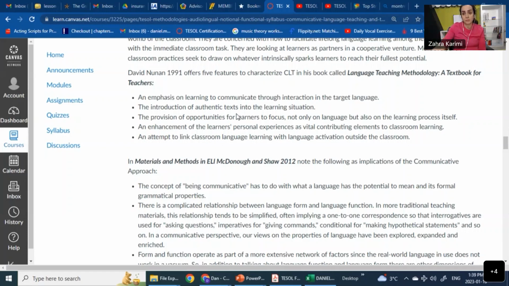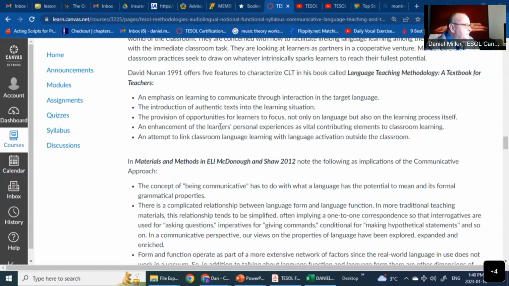Right. So for instance, you could have a class of students who are all technicians, electronic technicians, and people who repair photocopy machines and electronic equipment like that. And so the authentic text that you could use might be a manual that is written in English or the target language. It might be a manual about how to repair the equipment. And that would be an authentic text that relates directly to the students and what they do in their real lives. So any text that is relevant to the students' lives outside the classroom, that is an authentic text.